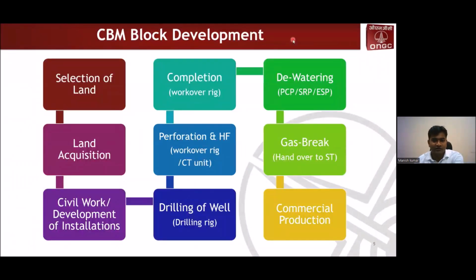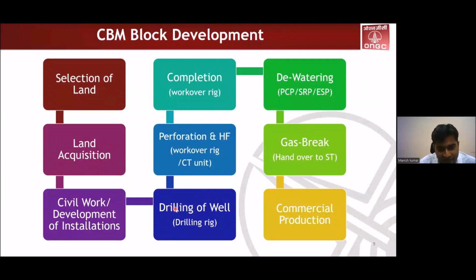So before moving forward, I will say that CBM block development is almost similar to conventional block development, only up to the period when the wells have been drilled. After that, the path is a bit different from what we do in a conventional well.